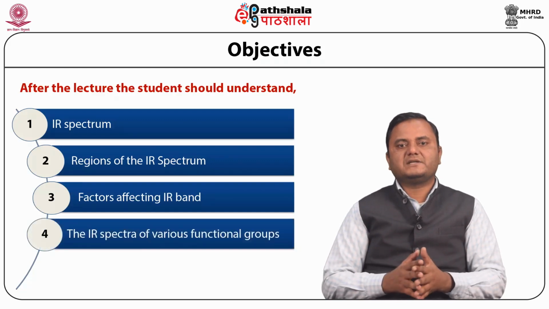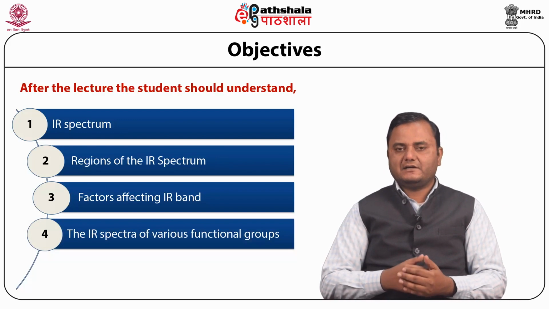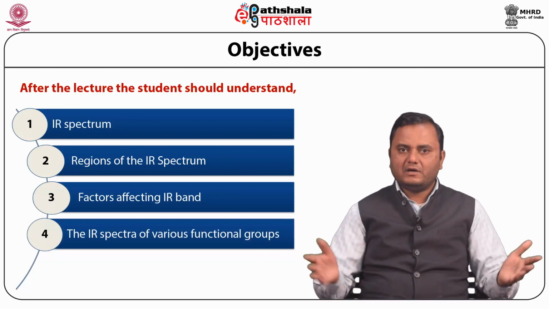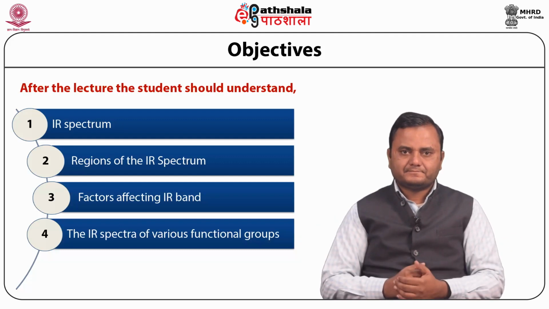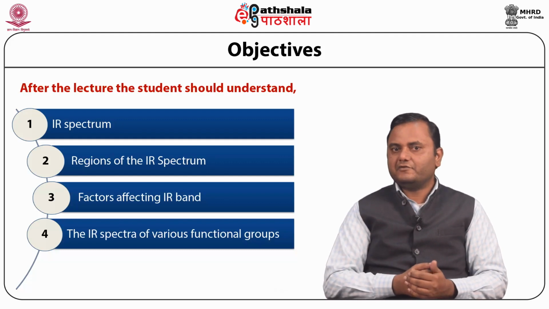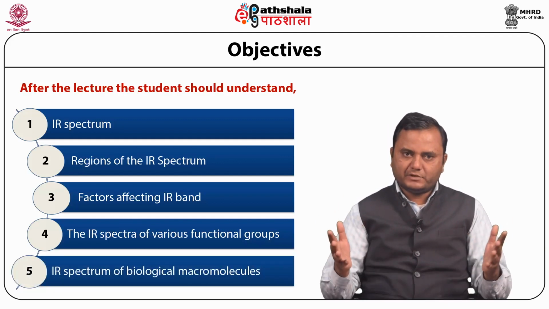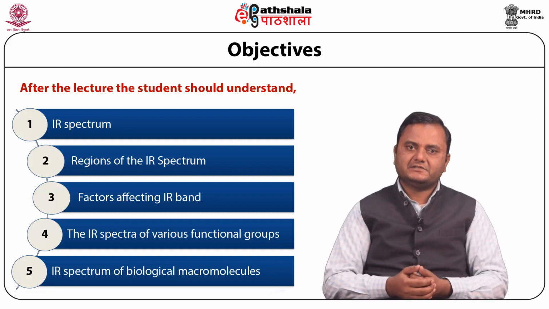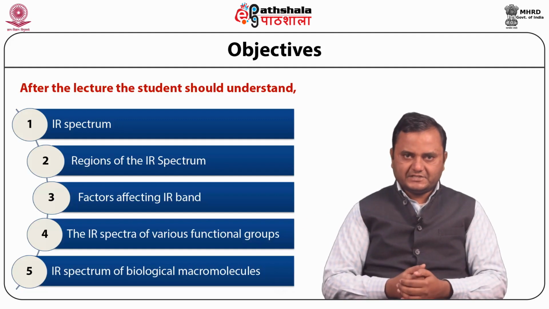And then IR spectra of various functional groups will be described in detail, like alkane, alkene, alkyne, alcohol, amine, ester, like that. And finally, I will discuss detailed information about the IR spectra of biological molecules such as protein, carbohydrate, vitamin, fats, fatty acids, lipids, etc.